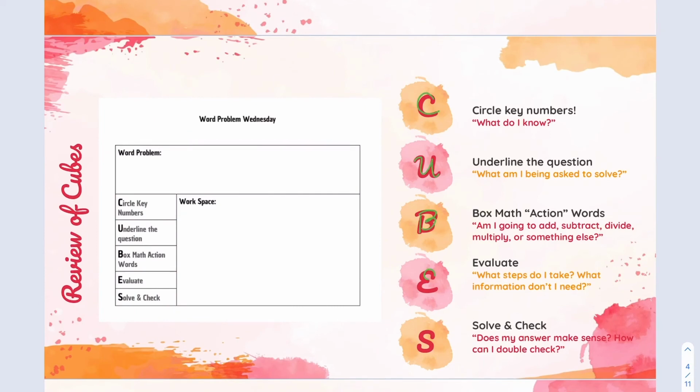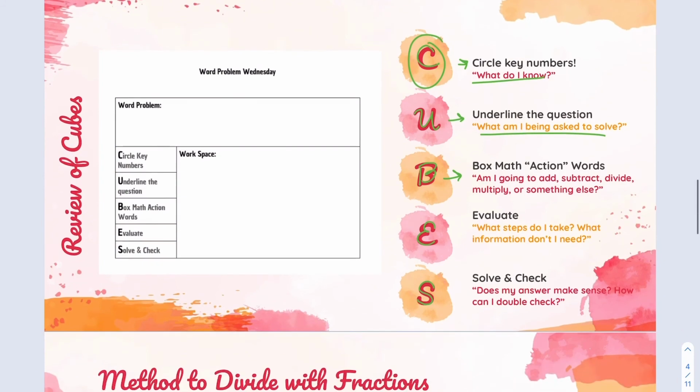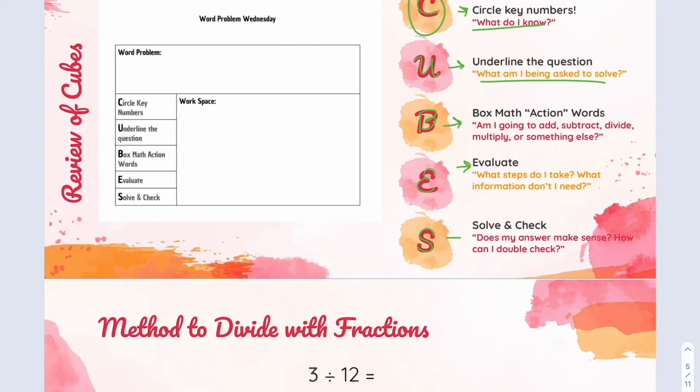it's an acronym, meaning that each of the letters stands for something. So here for C, we have to circle the key numbers, and a question you can ask yourself is, what do I know? The U is underline the question, and this is what am I being asked to solve? The B is box math action words. Am I going to add, subtract, divide, multiply, or something else? E is evaluate. What steps do I take? What information don't I need? And the S is solve and check. Does my answer make sense? How can I double check?